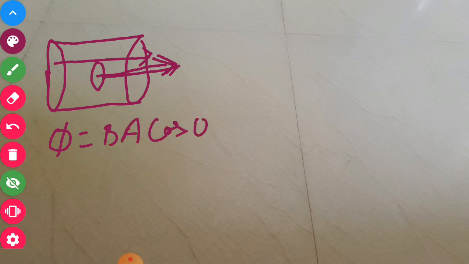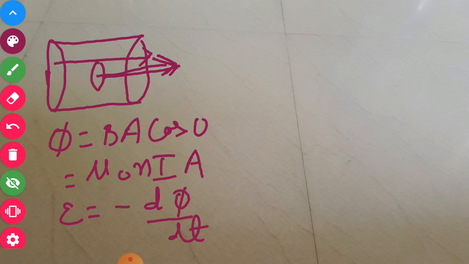So the angle between the magnetic field of the solenoid, which is in this direction, and the area vector: they are parallel, so the angle between them is 0. So if you want to find the flux, then it is BA cos 0. Now the magnetic field of the solenoid, we know, is mu 0 n i. Now according to Faraday's law, E is equal to minus d phi by dt.